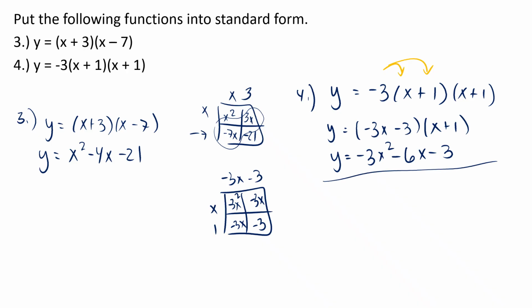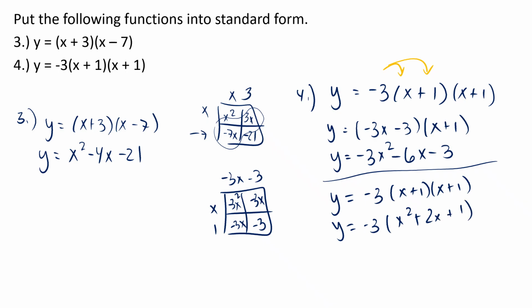If you did it the other way, okay, you would have this. So you'd have -3 times x squared plus 2x plus 1.